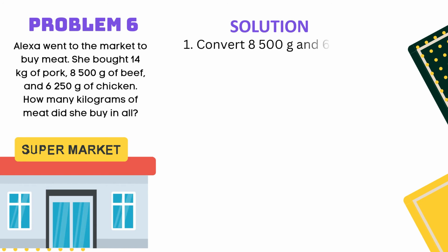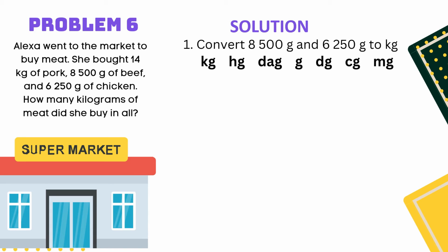Alright, first is we're going to convert 8,500 grams and 6,250 grams to kilograms. Okay, we're going to use this strategy. Let's count how many jumps from gram to kilogram. Alright, there are 3 jumps. So, 8,500, we're going to move the decimal point 3 places going to the left. 1, 2, 3. Then here we can cancel 2 zeros. So this is 8.5 kilograms.